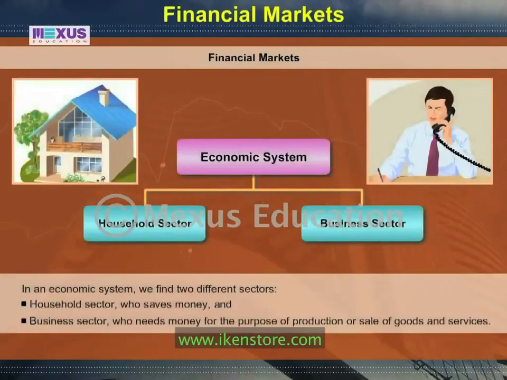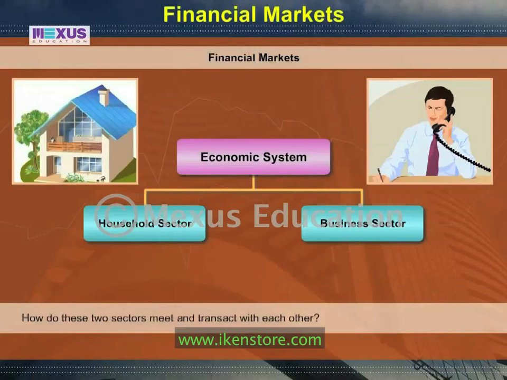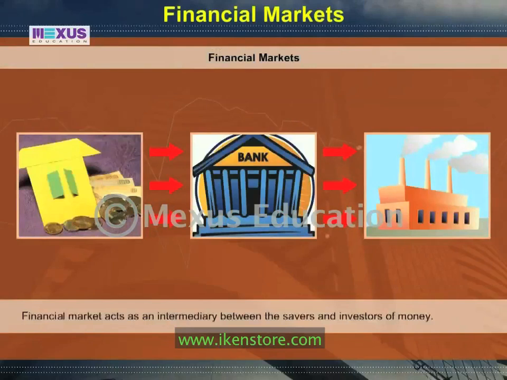In an economic system, we find two different sectors: household sector, who saves money, and business sector, who needs money for the purpose of production or sale of goods and services. Now the question is, how do these two sectors meet and transact with each other? It is the financial market which acts as a link between these two different sectors. It facilitates this function by acting as an intermediary between the savers and investors of money.